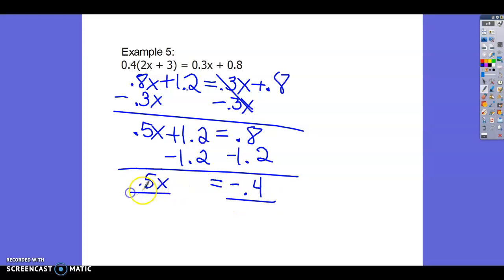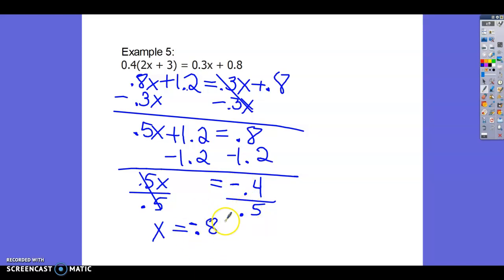Now I'm going to divide both sides by the 0.5 because I'm trying to solve for x. I'm trying to get x by itself. So get rid of that 0.5. Anything divided by itself is 1. But what I do to one side of an equation, I have to do to the other. So x equals negative 0.4 divided by 0.5, which is negative 0.8. Negative, because negative divided by positive is negative.